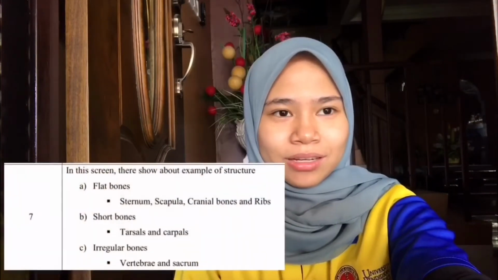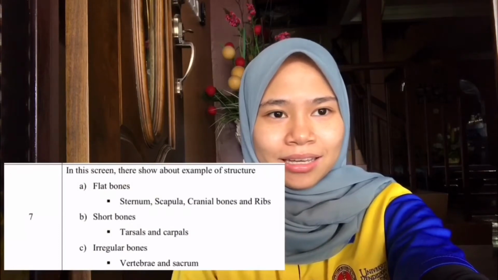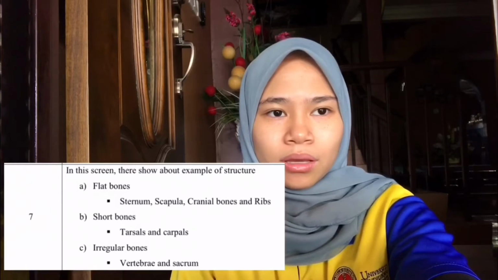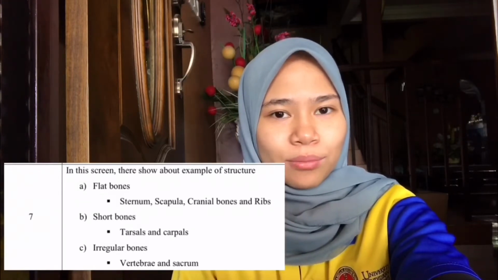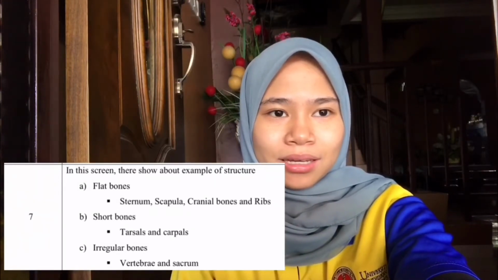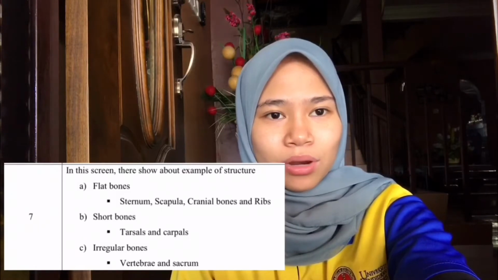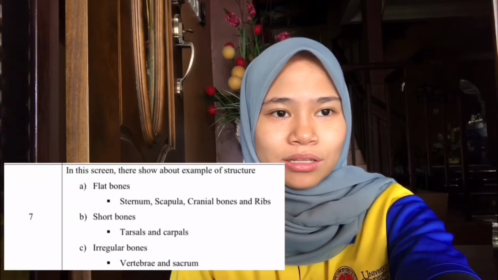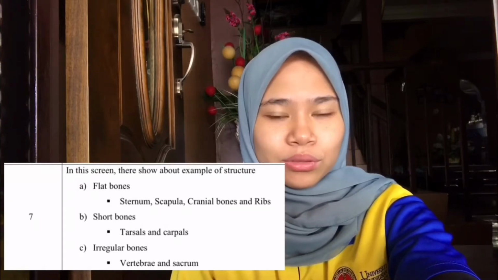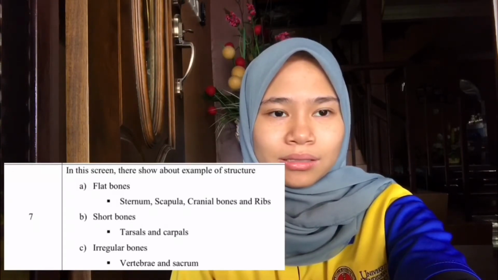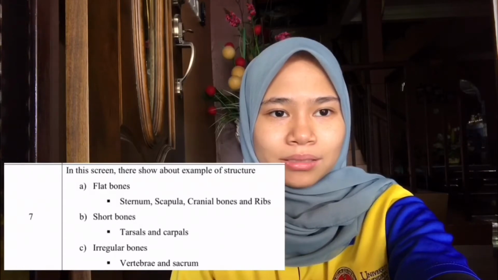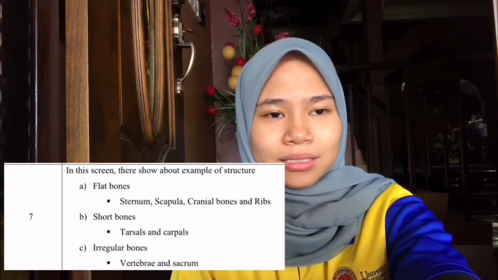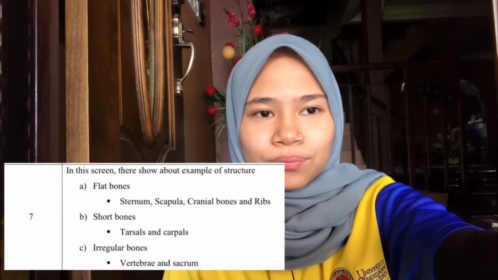Screen 7. In this screen, they show examples of structure. Structure 1, flat bone, and the examples are sternum, scapula, cranial bones, and ribs. Structure 2, short bones. Examples are tarsals and carpals. And last, irregular bones. The examples are vertebrae and sacrum.